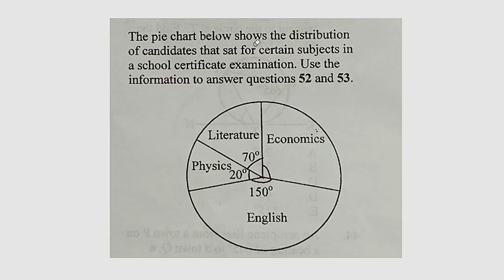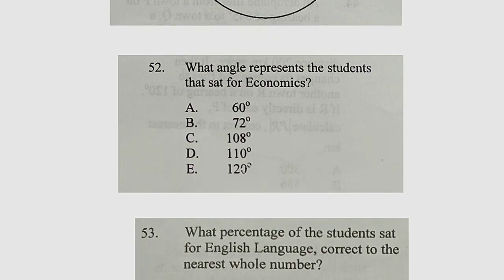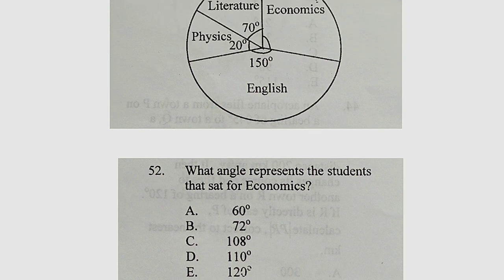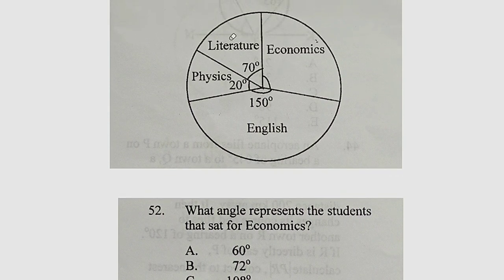Now let us move on to question number 52. The pie chart below shows the distribution of candidates that sat for certain subjects in a school certificate examination. Use the information to answer question 52 and question 53. You can see the pie chart here. It represents certain subjects. So question number 52 stated, what angle represents the students that sat for economics? Okay, this is economics, right?